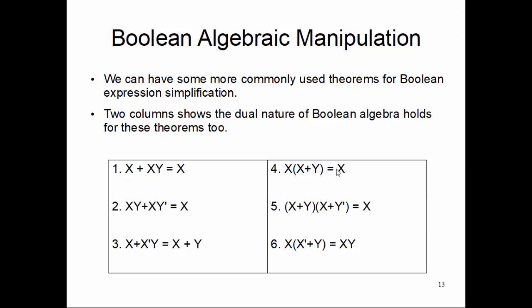Similarly, x y or x y bar is practically x. Its dual is true: x or y and x or y bar is x. And x or x bar y can be reduced to x or y, and similarly the dual, x and x bar or y, is x y.